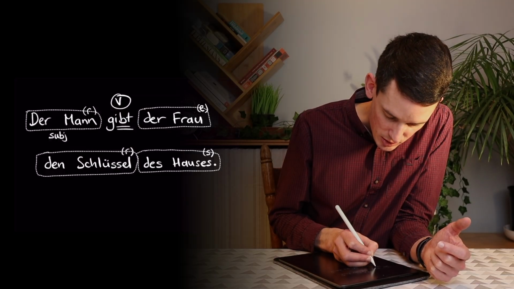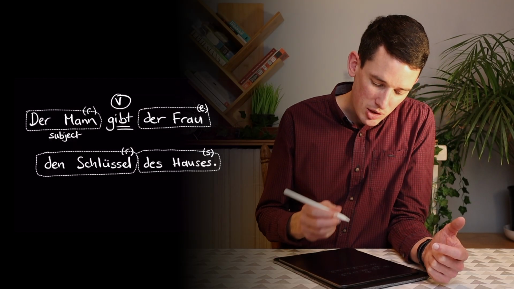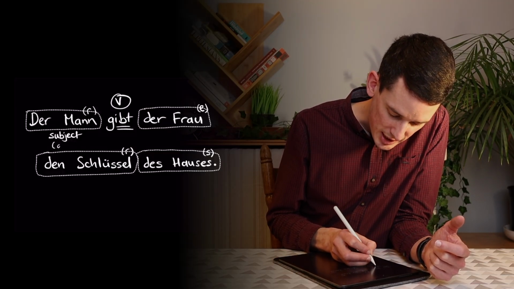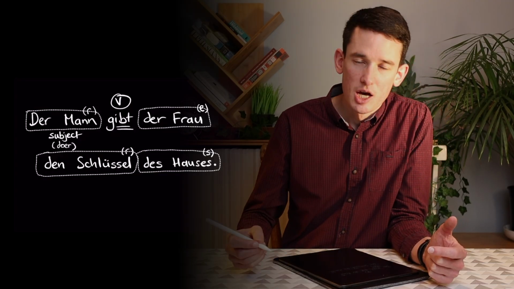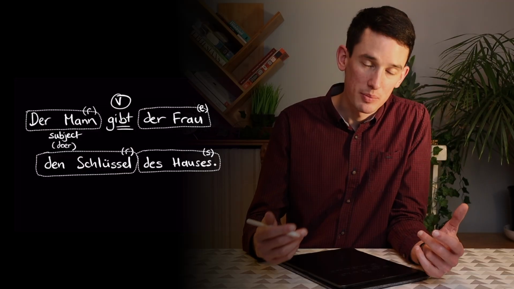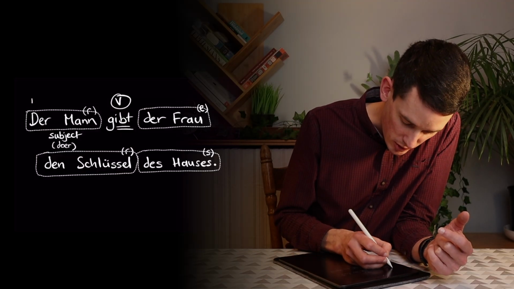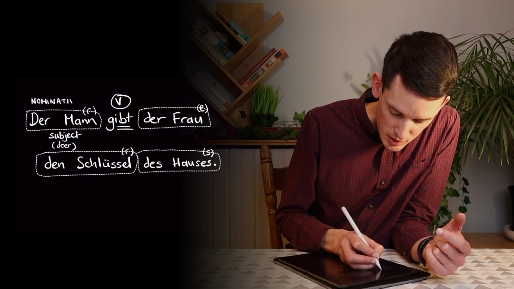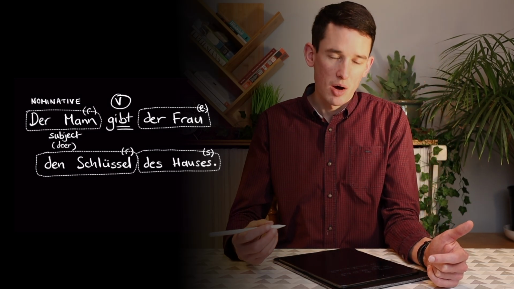So here we have the subject of the sentence. And the subject is the doer of the action. So you could also write underneath that it's the doer of the action. And the word for this case in German, so this mode that a noun might be in, is the nominative. So I'm going to write that in block capitals over the man, so that is nominative. So we say that the man is in the nominative case.